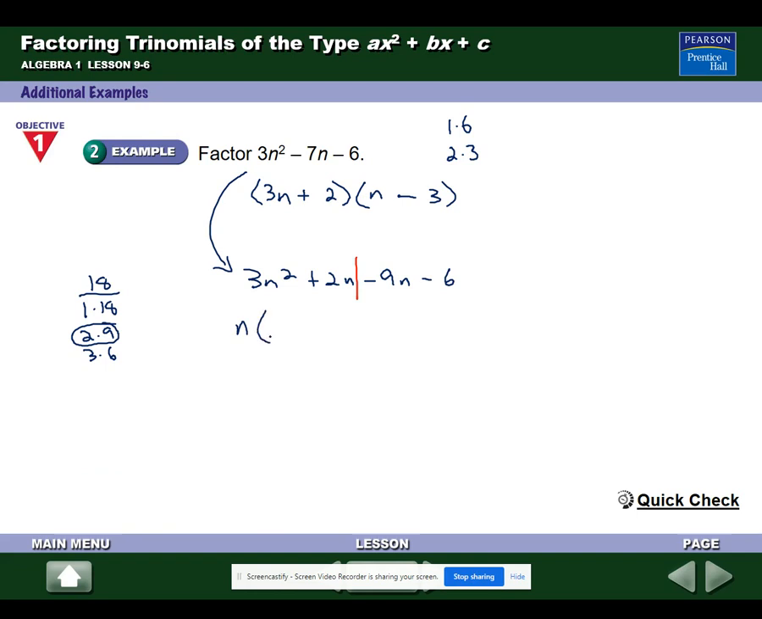Take out an n here, 3n plus 2. Take out a negative 3 here. That's the GCF. I don't have some kind of foreknowledge. I didn't look up here. I know I'm looking at the GCF.